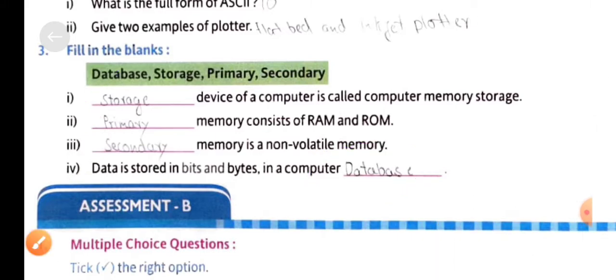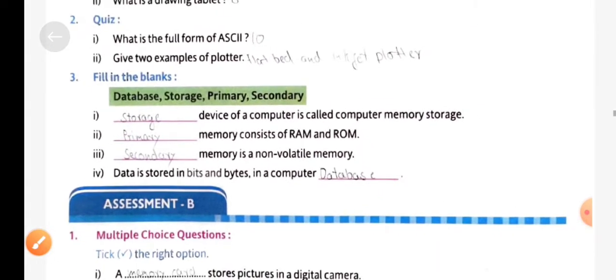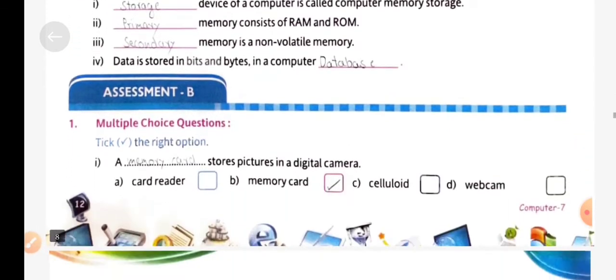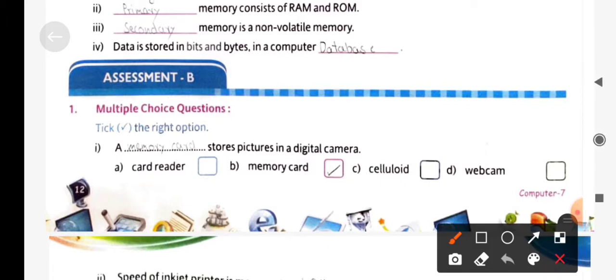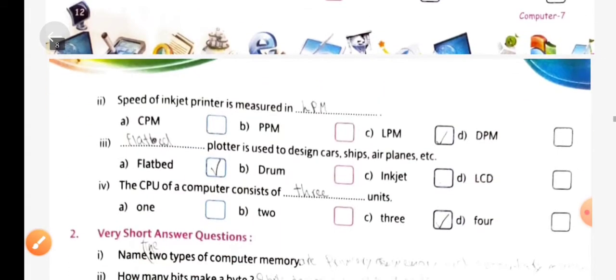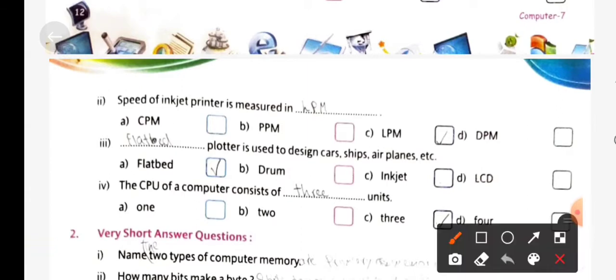Fine. And the same thing goes with MCQs. You have assessment B, multiple choice question. You can mark it in your book itself. Do not write down in the copy. See the first one. A memory card stores picture in a digital camera. So the first answer is your B part, memory card. Fine. The second one, speed of inkjet printer is measured in dash. The answer is already written, LPM. LPM stands for lines per minute.